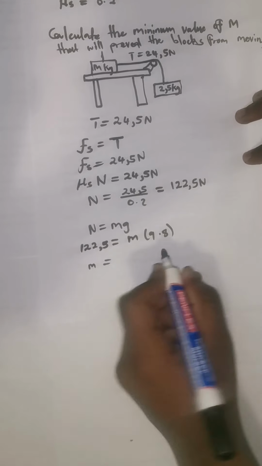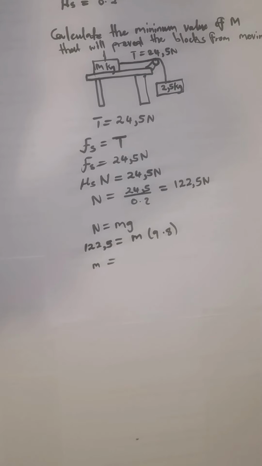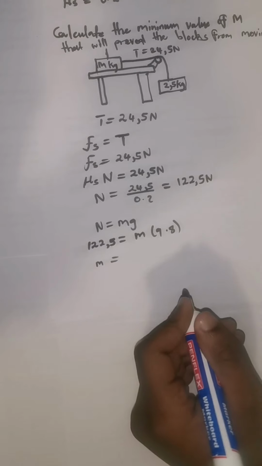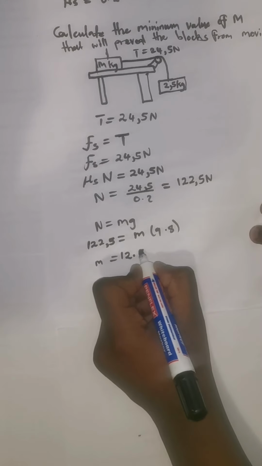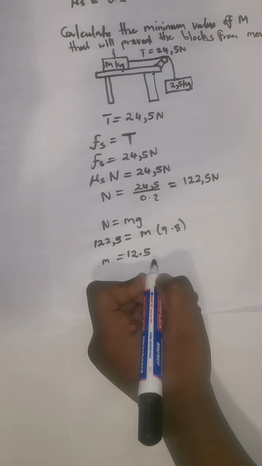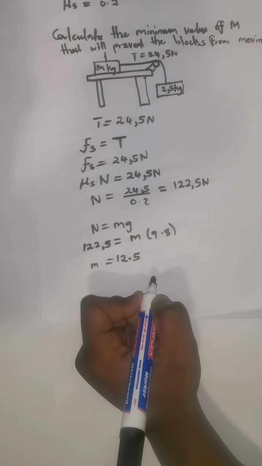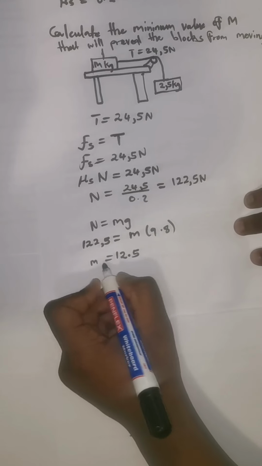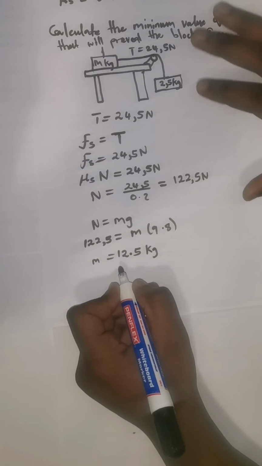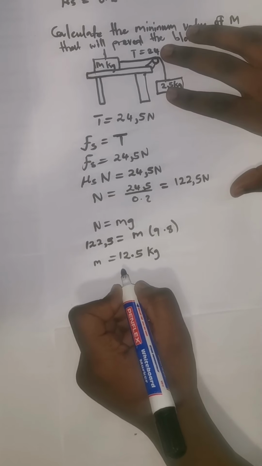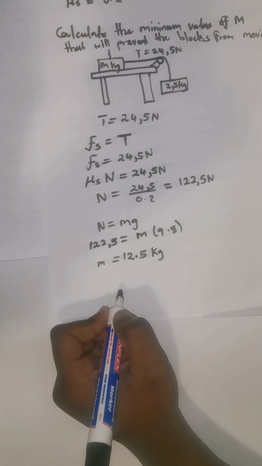So when you switch this around, you'll find out that the value of the mass that will allow the static friction to be equal to the tension, maintaining the system stationary, is 12.5 kg. This is the mass that will allow the system to remain stationary. I hope that makes sense. That's all for the third question.